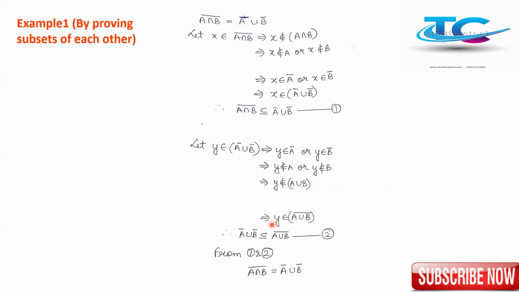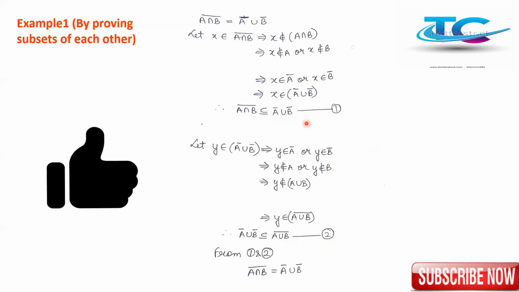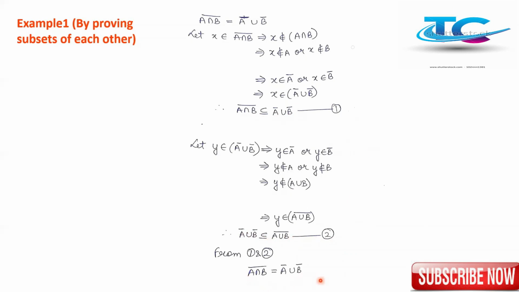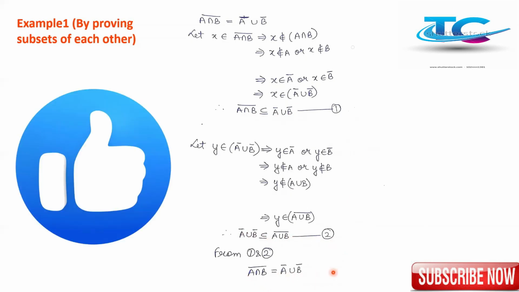which can be further written like this. If y does not belong to A union B, that means y belongs to A union B whole bar. Again, we started with some element belonging to A bar union B bar, and the same element belongs to A union B whole bar. So again, by the definition of subsets, we can write A bar union B bar is a subset of A union B whole bar. This is equation 2. By 1 and 2, we can see that LHS is a subset of RHS and RHS is a subset of LHS, so we can say both are equal.